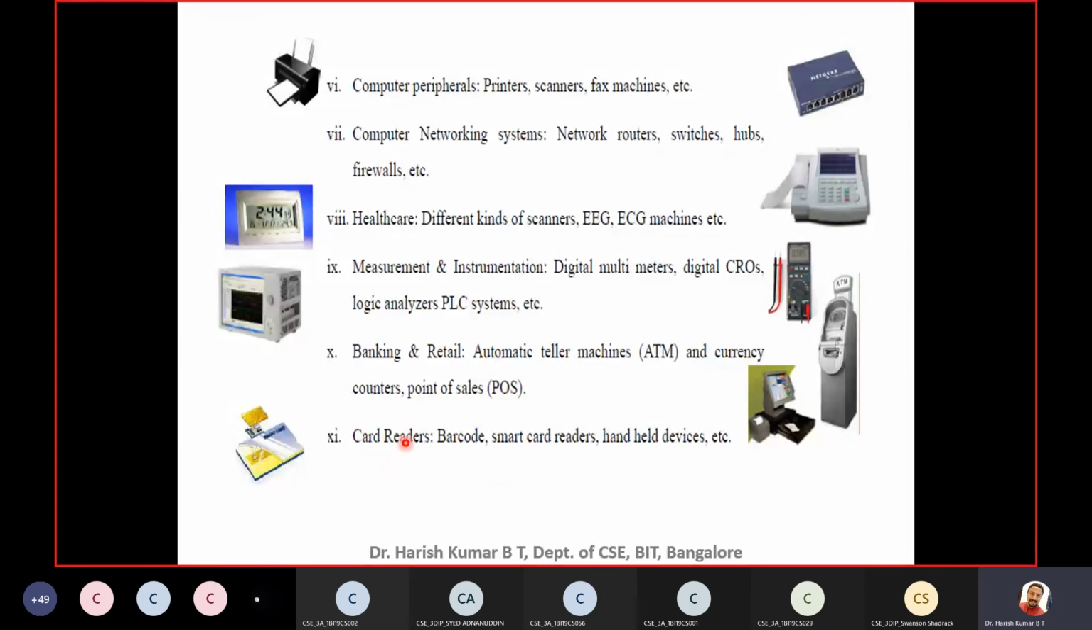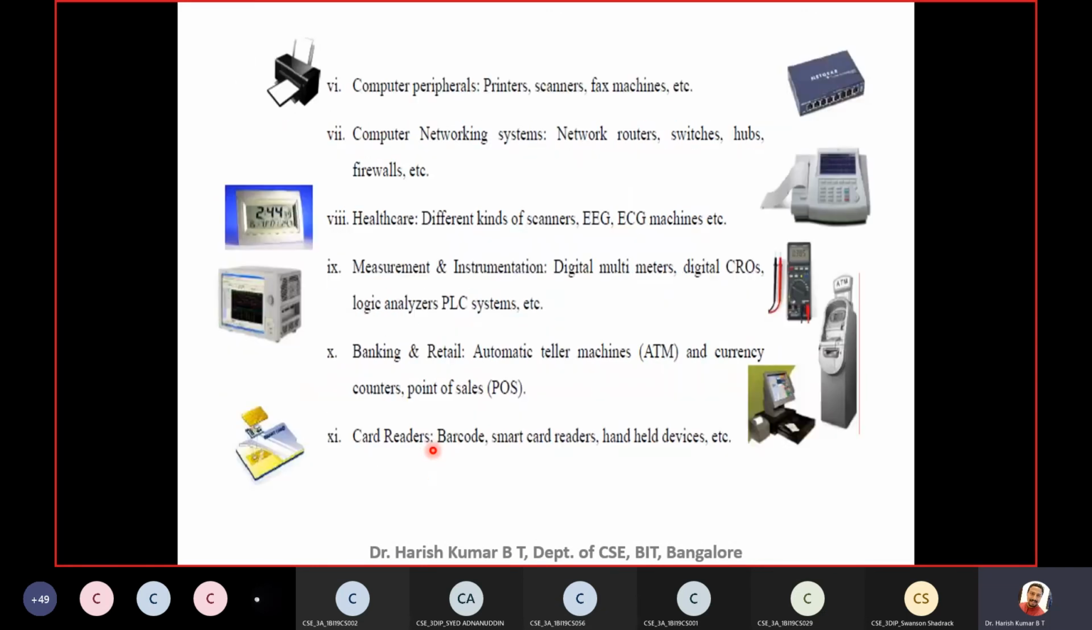And then the card readers also. You go to the ATM, you insert your card, it reads the card. That is also an embedded system. It could be a barcode reader, smart card reader, handheld devices. So around 11 domains are listed here with a few examples. There are many domains like this. The major 11 domains are listed, but still you can go for listing many more.